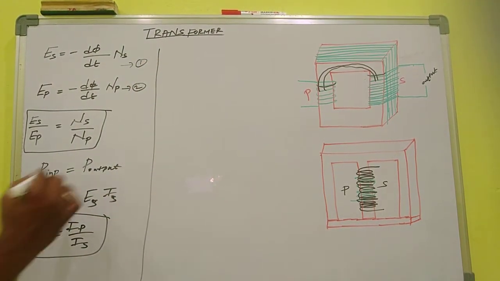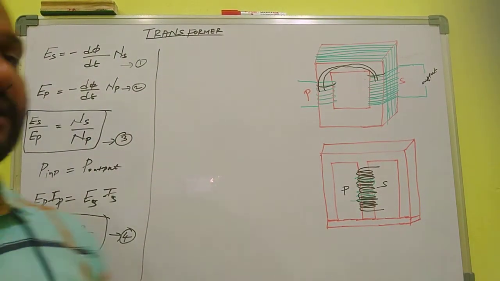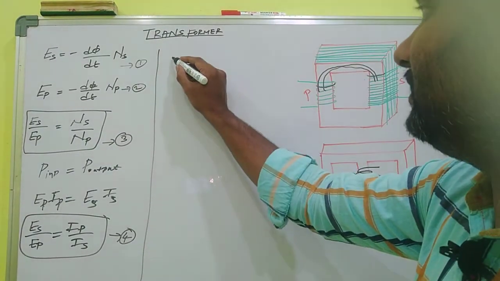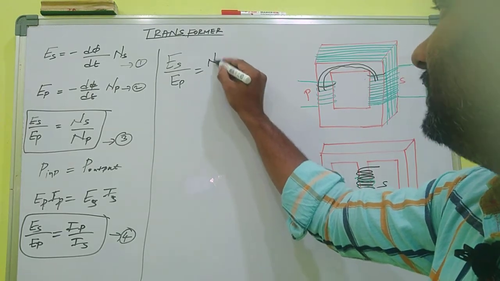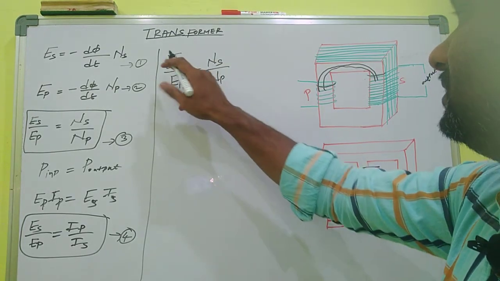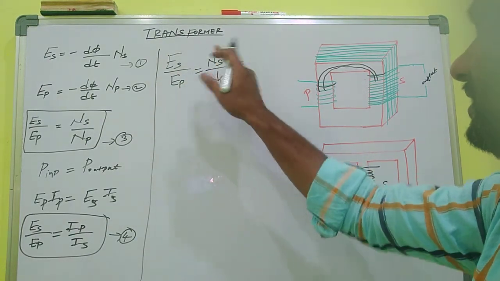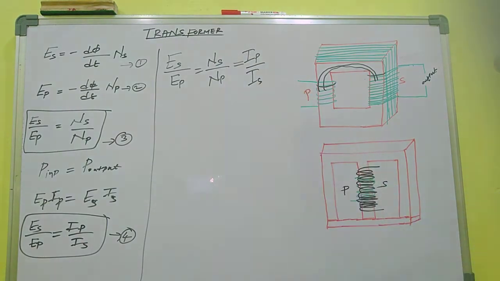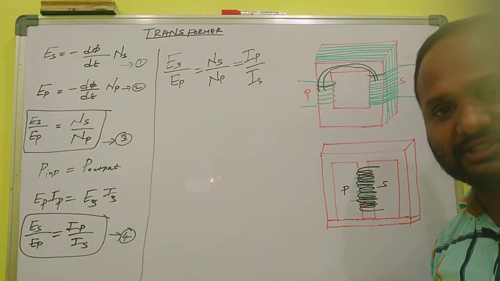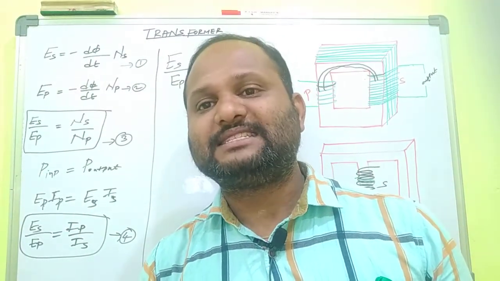Compare these two expressions, expression number 3 and 4. When we compare these two, we get another expression, which is ES by EP is equal to NS by NP. That means EMF and the number of turns are directly proportional, but these two are inversely proportional to the current. ES by EP is equal to NS by NP is equal to IP by IS, where IP is the current flowing through the primary, and IS is the current flowing through the secondary.